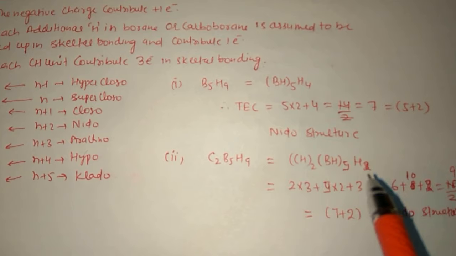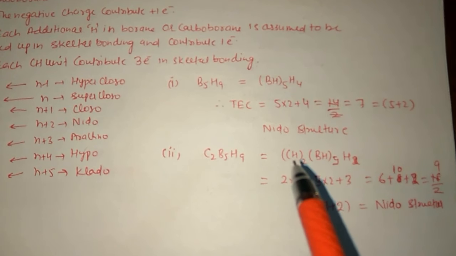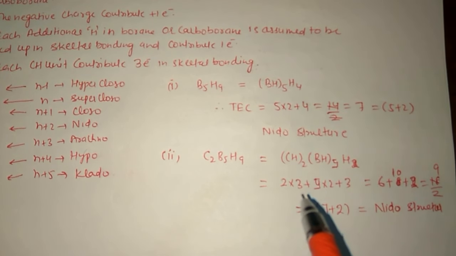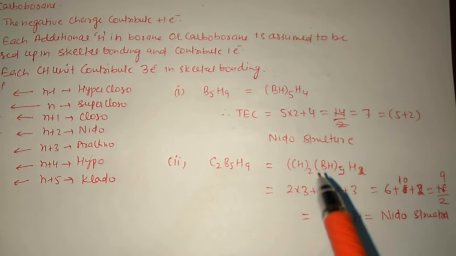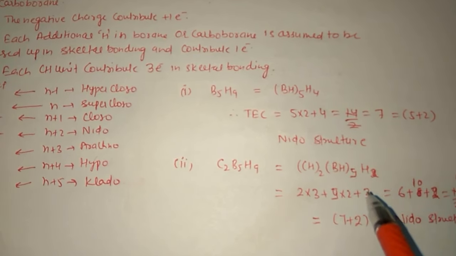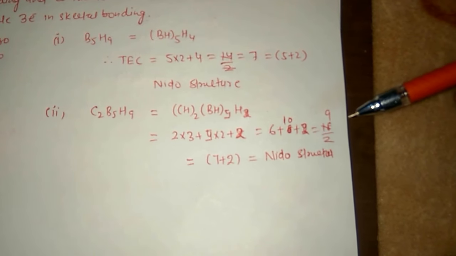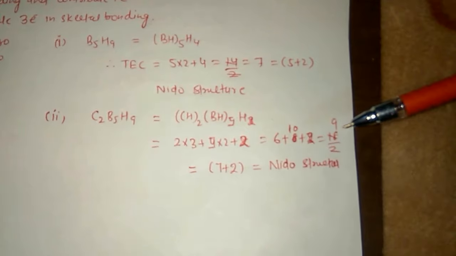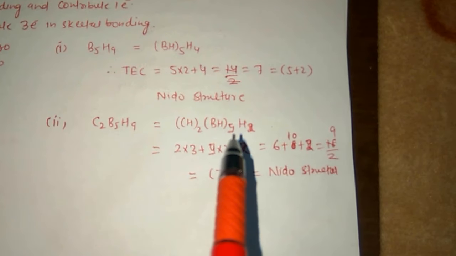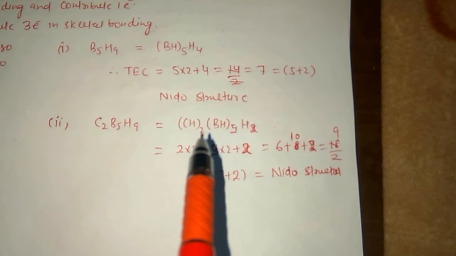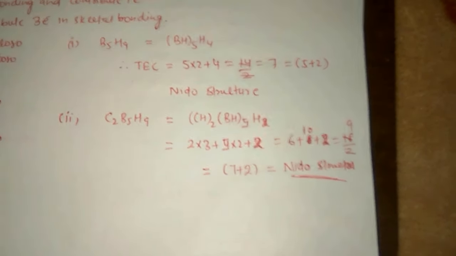Then the remaining hydrogen. Since each CH unit contributes 3 electrons, therefore 2 into 3 plus 5 into 2 plus the remaining 2 hydrogen, so 6 plus 10 plus 2, that is total equals 18. 18 divided by 2 equals 9, and that is 7 plus 2, because CH units are 2 and BH units are 5, so n equals 7, 7 plus 2 equals nido structure, so it has a nido structure.